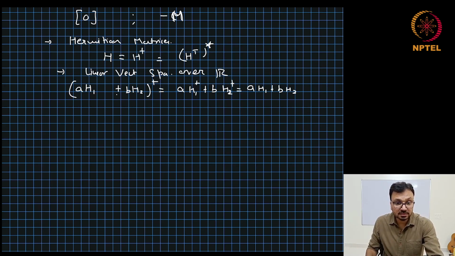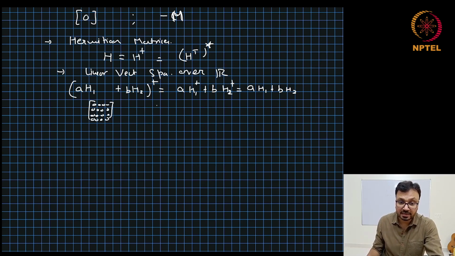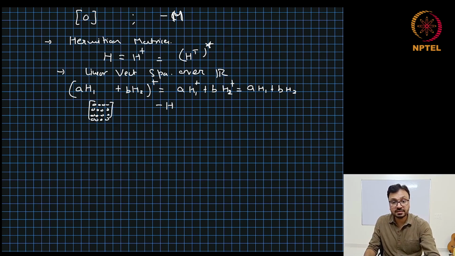Associativity. This is the simple addition of the matrices. So it does not matter in what order we add them. So associativity is trivially satisfied. The null vector, the matrix of all zero elements, is a Hermitian matrix. That will be the null vector, and the negative of a Hermitian matrix is also a Hermitian matrix. So that will serve as the inverse vector.